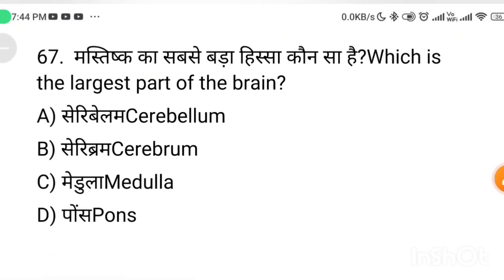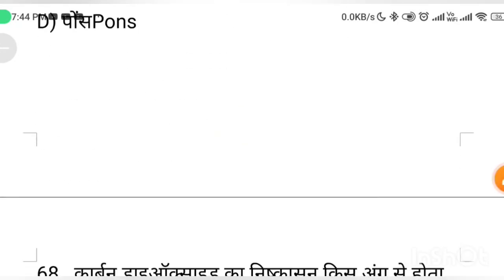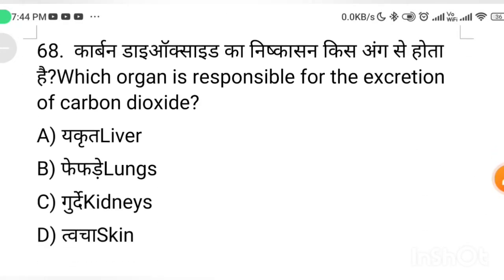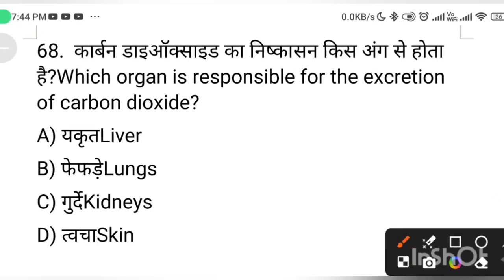Next question. Which is the largest part of the brain? Cerebellum, medulla and pons. Largest part of brain is cerebellum. Which organ is responsible for the excretion of carbon dioxide? Correct answer is option B, lungs.